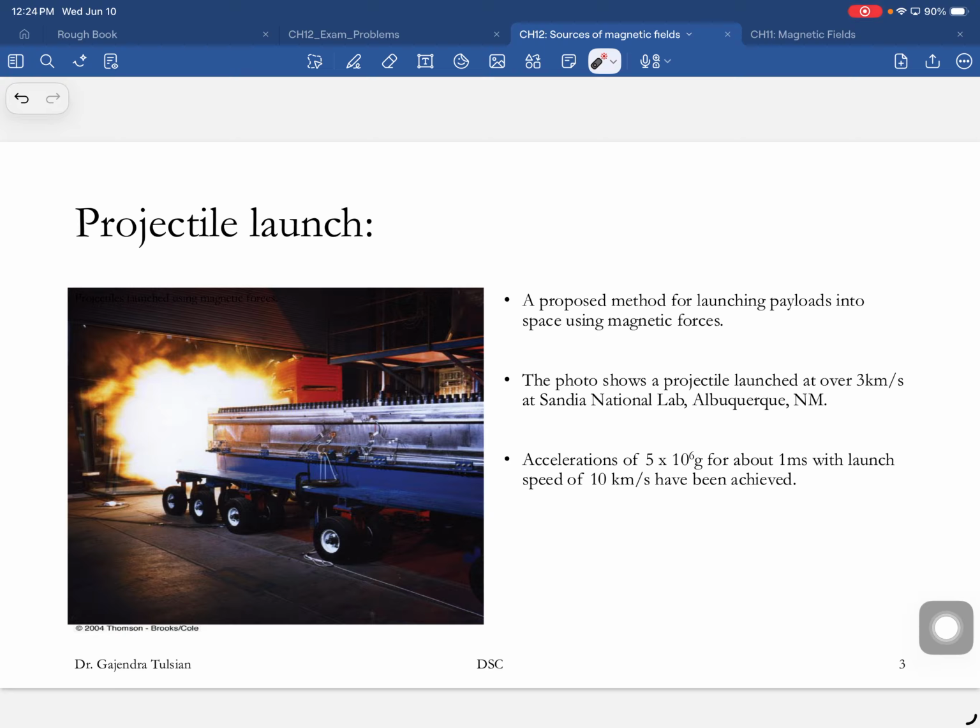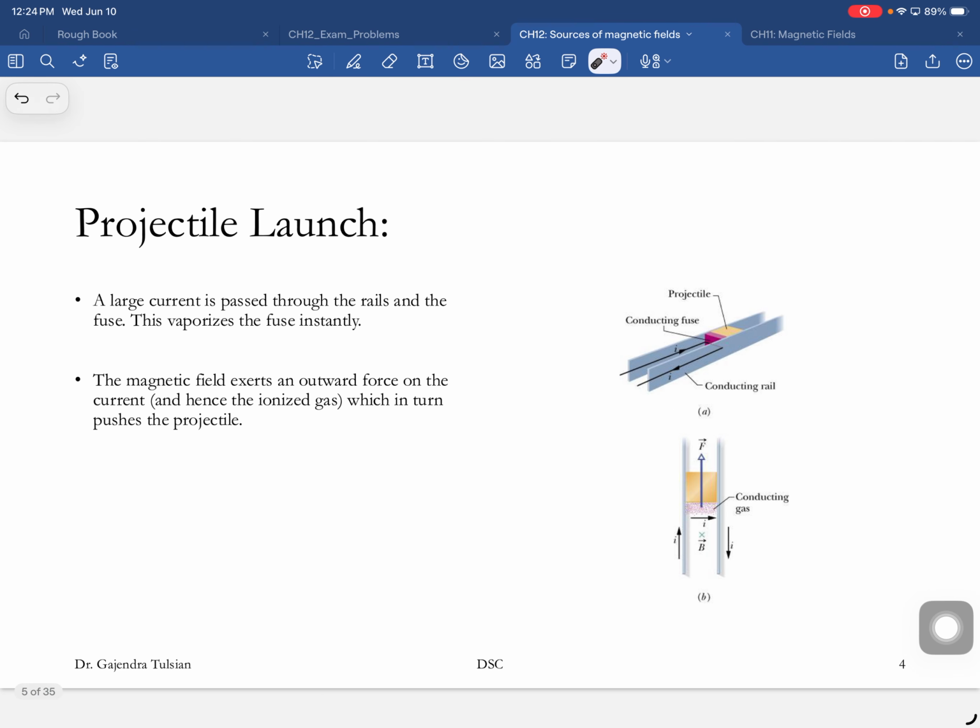Acceleration with speeds of 10 kilometers per second have been achieved. Okay, so how does this thing work? So imagine this: in a span of this length, you're going from 0 to 11 kilometers a second. Yeah, absolutely amazing. So here's how it works. That's why this is called a rail gun as well, but you can buy toy models of this. Okay, so here's a metal rail, here's the projectile, here's the fuse.